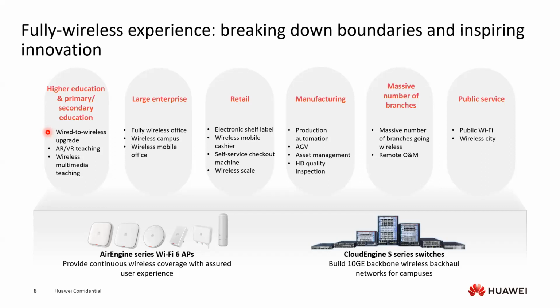As we saw, in legacy campus networks, wired was primary and wireless was complementary. But now we are seeing the flow where wireless is taking over from the wired network, and wired is just there to complement the wireless. So all the multimedia teaching and the move to AR or VR experiences is basically transforming from wired to wireless. And Huawei has a complete range. We'll see the Air Engine series, Wi-Fi 6 and 6E APs in the following slides.